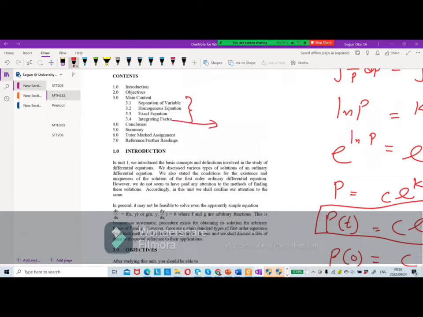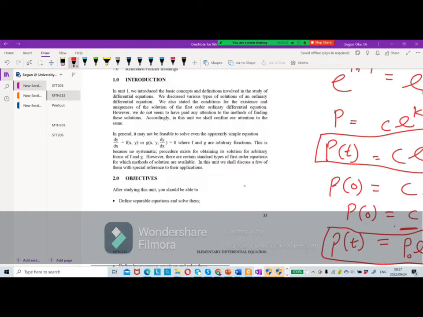Integrating factor is still the same integrating factors. We've done how to apply them. So that is one of the things we need to look into. Are you getting it now? Can someone read for us from the screen? If you can see, the introduction. Can you read?